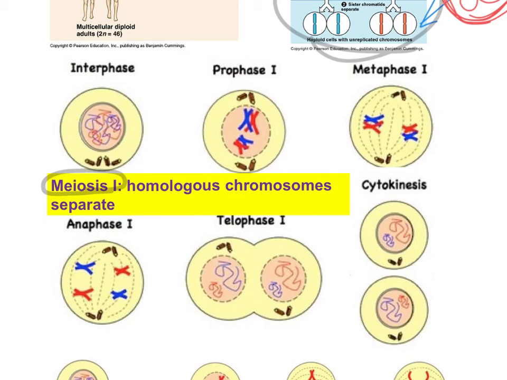In meiosis 1, we still have interphase. The cell is going to wait for a signal to divide. It's going to get bigger. It's going to replicate its DNA. It's going to replicate the organelles.